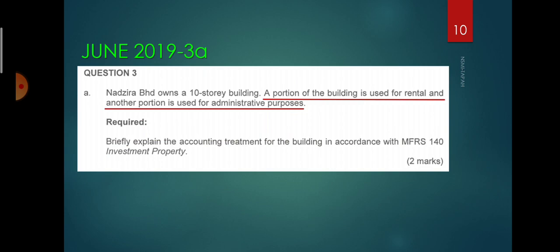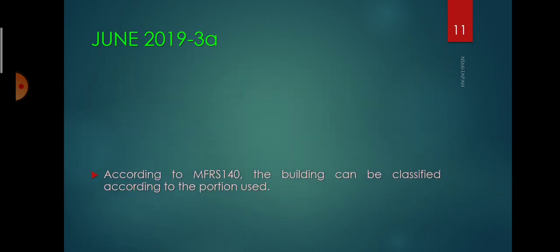As you can see here, it mentioned to you that a portion of the building is used for rental and another portion is used for administrative purposes. It means that this building has dual purposes or dual usage, right? So, since there's no further statement stating whether this portion can be sold or rented out separately or not, this is how you're going to answer this question, alright?